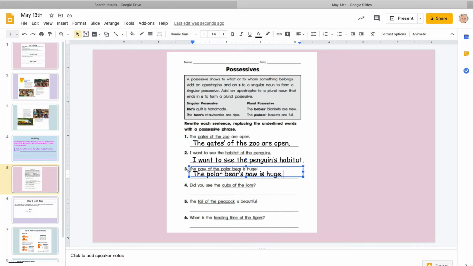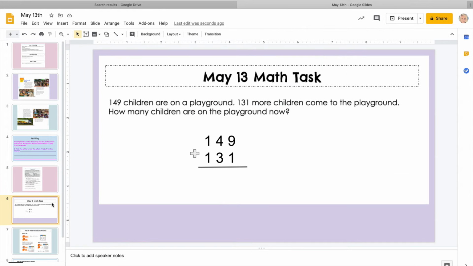I gave you 3 examples. I am going to want you to try 4, 5, and 6 on your own. Just remember the rules. Singular possessive is apostrophe S, and then plural possessive, which means more than one, is going to be S apostrophe. Okay, now we are going to move on to our math.